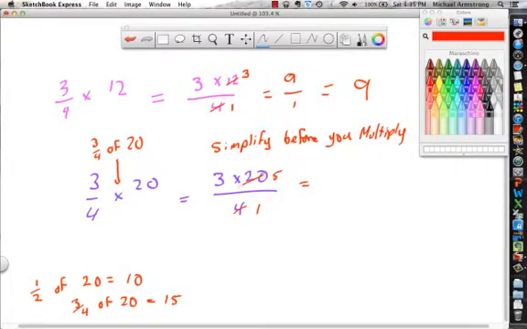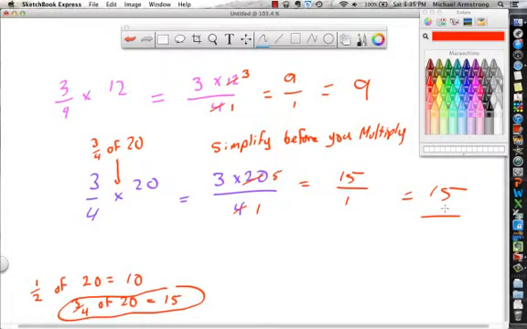But then I go right to the answer. 3 times 5 is 15 over 1, which is 15. And we guessed down here that it was going to be 15, and it looks like we were right.